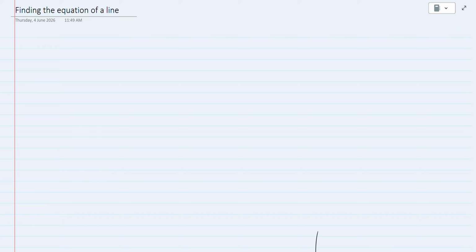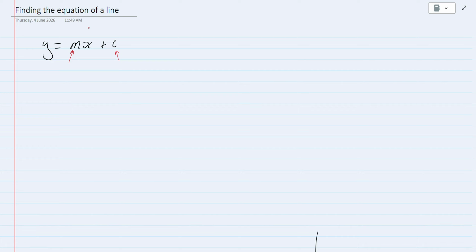Finding the equation of a straight line. Using the gradient-intercept form, the rule or equation of a line can be found by calculating the value of the gradient and the y-intercept. Just for recall, remember that our straight line comes in the form y equals mx plus c. If we know the value of the gradient m and the y-intercept c, then we can recreate that equation.